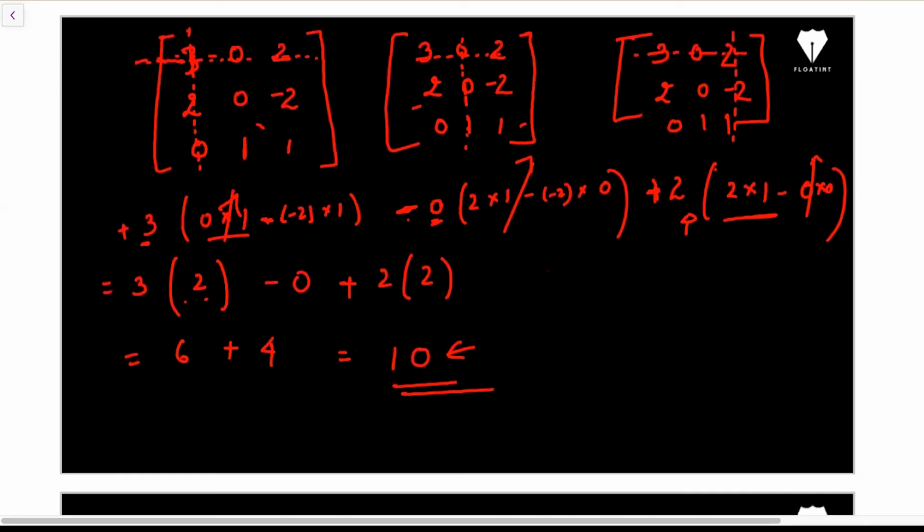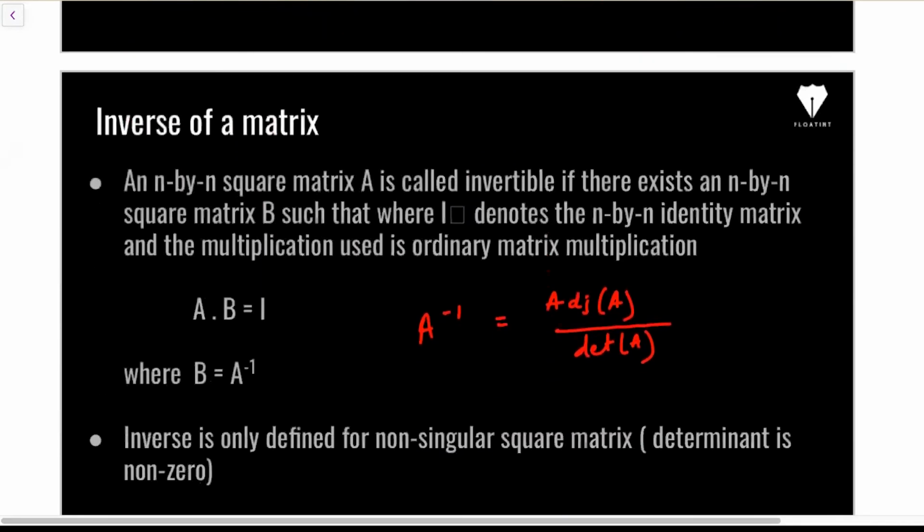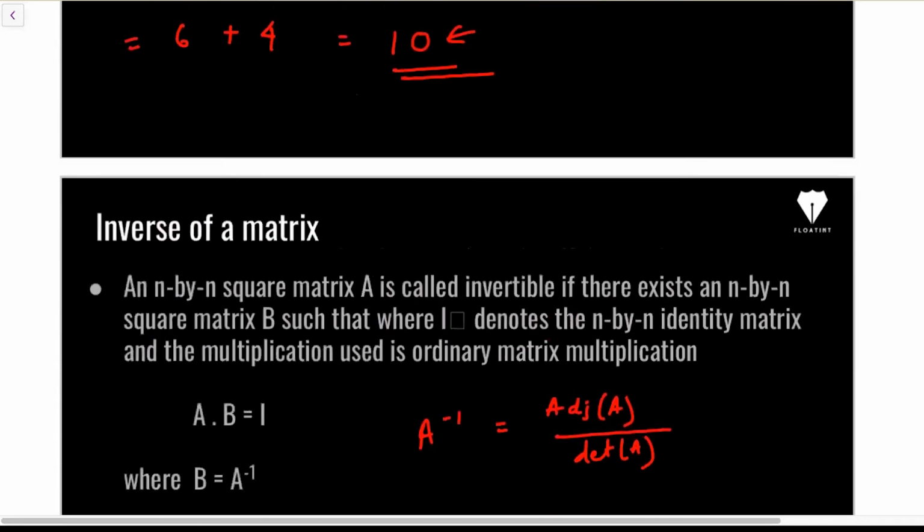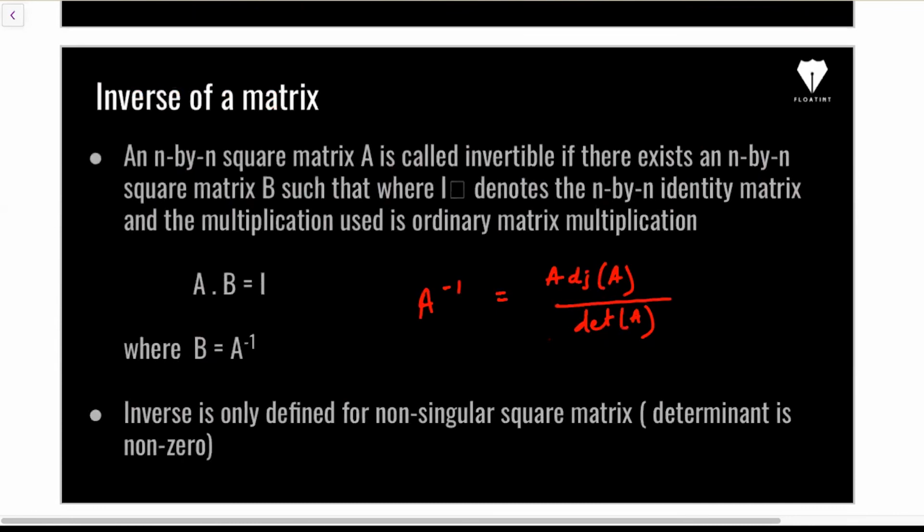This is how you calculate the determinant. Next thing is the inverse of a matrix. So, the inverse of a matrix, how do you calculate it? For calculating the inverse, it is the adjoint of A, and then you divide it by the determinant of A. Determinant, I told you how to calculate it.